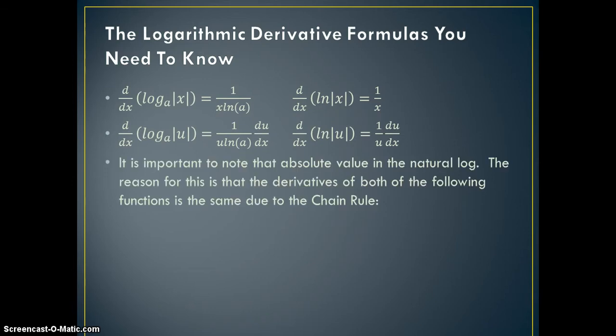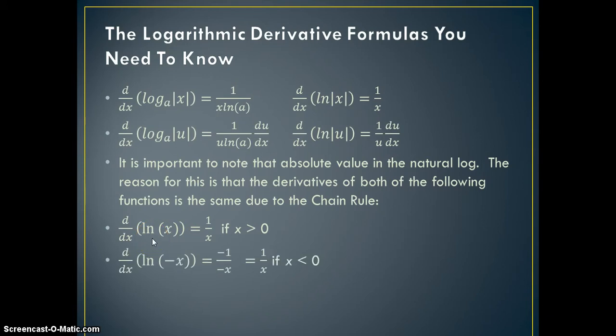It's also important to note that absolute value in the natural log. The reason for this is that the derivatives of both of the following functions is the same due to the chain rule. So let's say you just want to take the derivative of natural log of x. Well, we just saw just above that that derivative is 1 over x. But if we wanted to find the derivative of natural log of negative x, we would get 1 over negative x times negative 1. Where does that negative 1 come from? It is the derivative of the inside function, negative x. And notice that the two negatives cancel out. And they cancel out to give you just 1 over x.